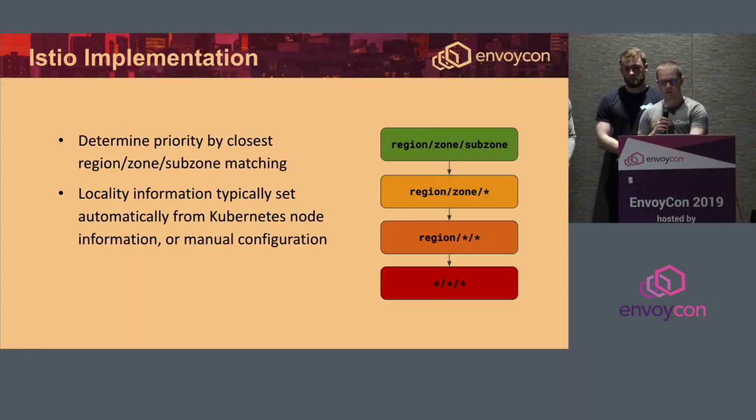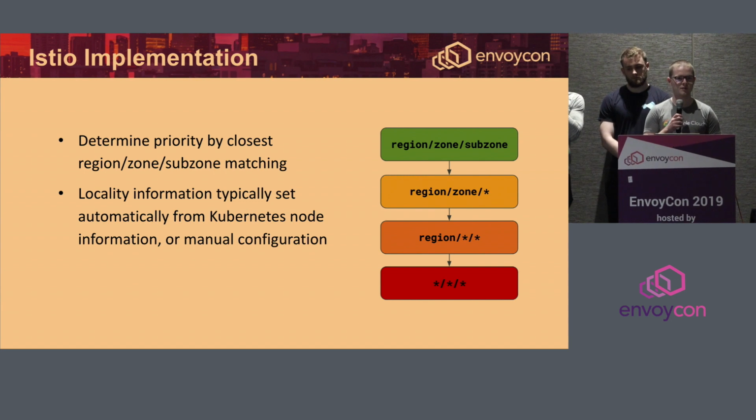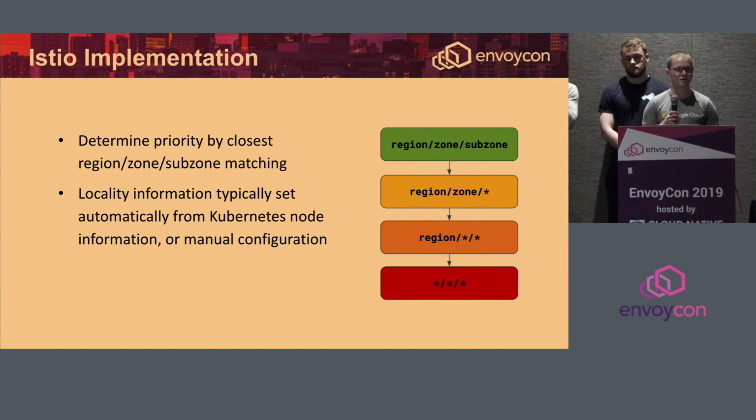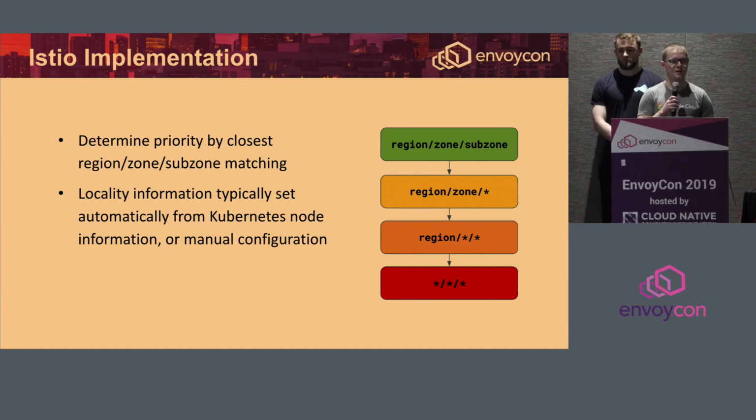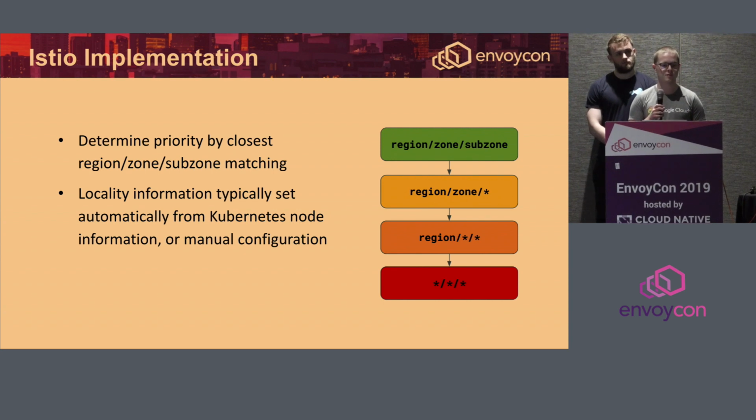So with the Istio implementation, we are essentially just using the priority field, and we determine the priority based on how close of a match a given endpoint is based on the region, zone, and subzone. Depending on where you're running, you may only have a region and zone. So the matching order is basically just an exact match. The highest priority is one where you're in the exact same region, zone, subzone, followed by one that just matches the region and zone, just the region, and then finally we'll start spilling over to anywhere.